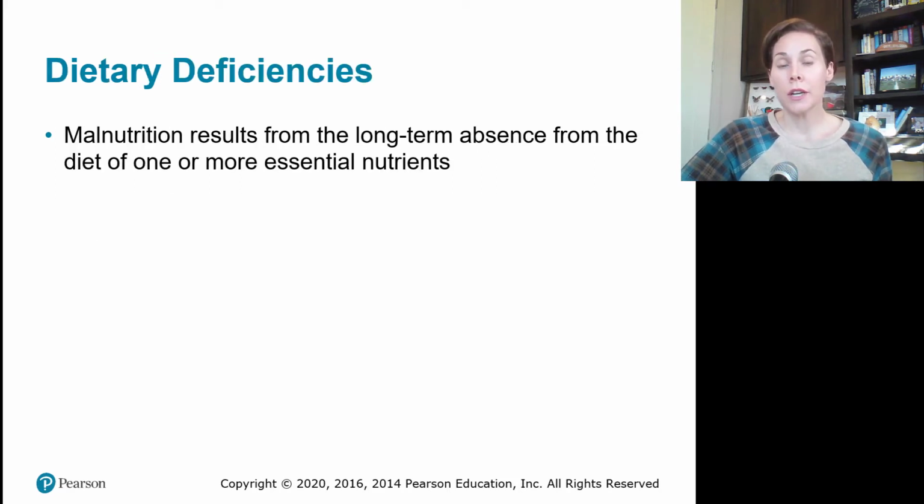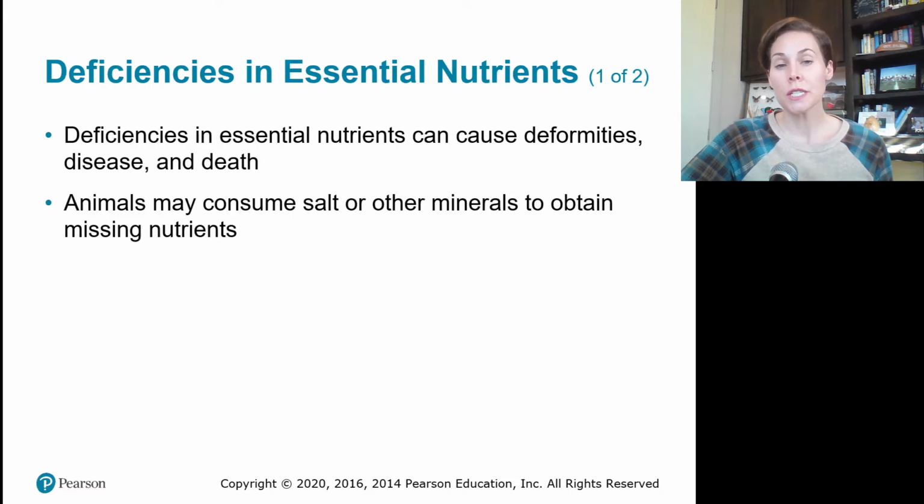So there are dietary deficiencies that we can have. Probably the most common one is malnourishment. Malnourishment is different from undernourishment. Malnourishment is when we have a long-term absence in our diet of one or more essential nutrients. So think about this. It is possible to be obese but malnourished because you're not eating the proper well-balanced diet that you should be consuming. Deficiencies in essential nutrients can cause deformities, they can cause disease, they can cause death.